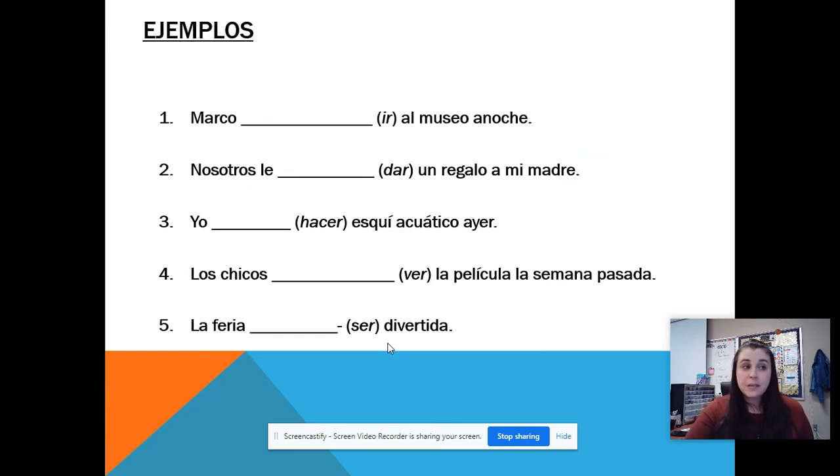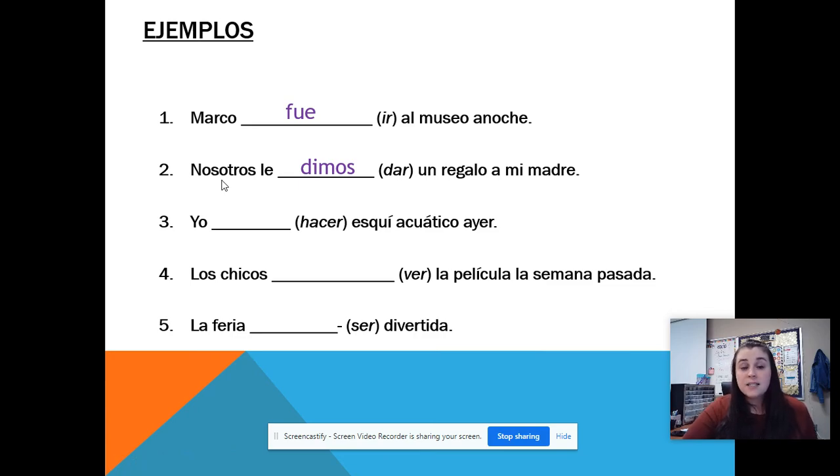So let's look at some examples here. We have Marco ir al museo anoche. He went to the museum last night. So ir is the conjugation that has the F's in it. So the Marco form would be fue. Número 2, nosotros dar un regalo a mi madre. We gave a present to my mom. We're going to conjugate dar like an ER verb, not an AR verb. So for the nosotros form, we're going to use imos at the end, dimos.